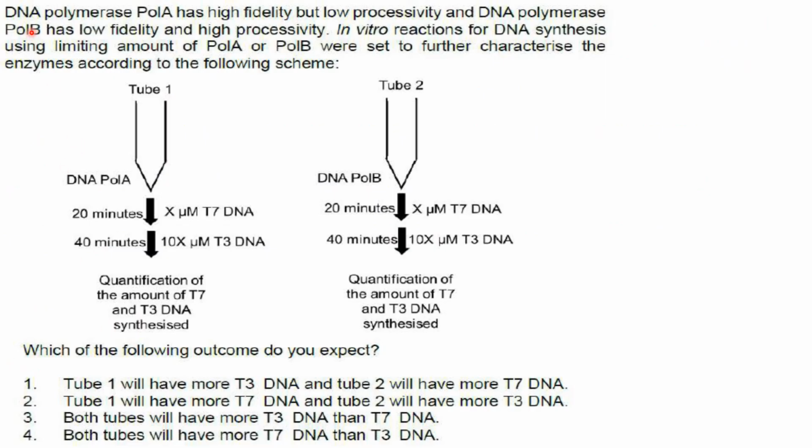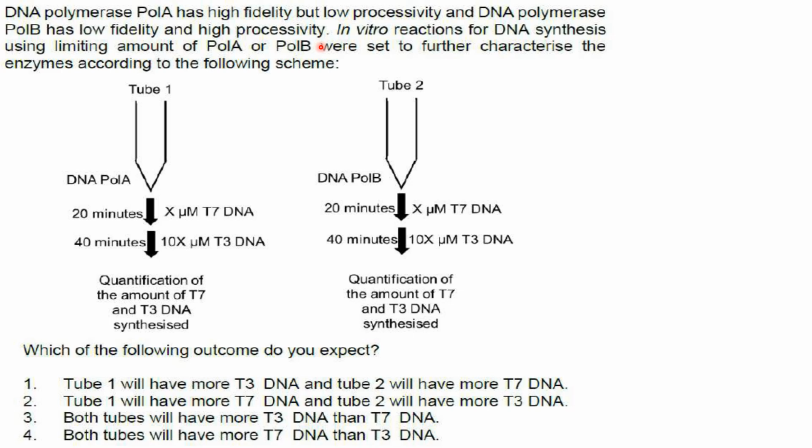Then next one. DNA polymerase Pol A has high fidelity but low processivity, and DNA polymerase Pol B has low fidelity, high processivity. Now what is this fidelity and processivity? High fidelity means accuracy in adding nucleotides. So it is high fidelity, so maximum mistakes are not mistakes. Maximum right nucleotides are being added.